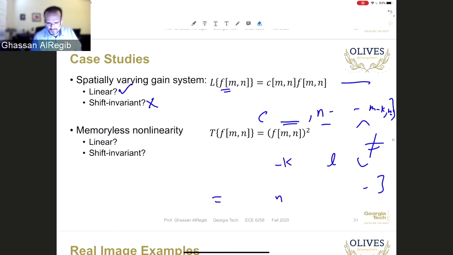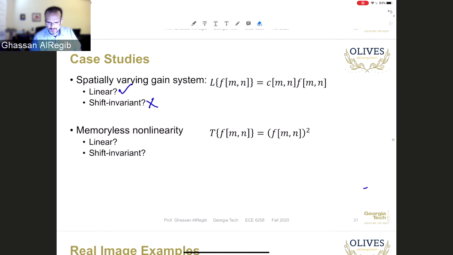Okay, what about the second system? Is it linear? It's very obvious. We have the square here. Absolutely, it's not linear in this case, because A F1 plus B F2 will not give you the same as the output, which is A times G1 plus B times G2, because of the power of 2 here. Is it shift invariant? Shifting the input should be the same as shifting the output. In this case, yes. When you shift the input, you have F of M minus K and N minus L, which is the same as when you shift the output, F of M minus K, N minus L, to the power 2. So this is shift invariant.